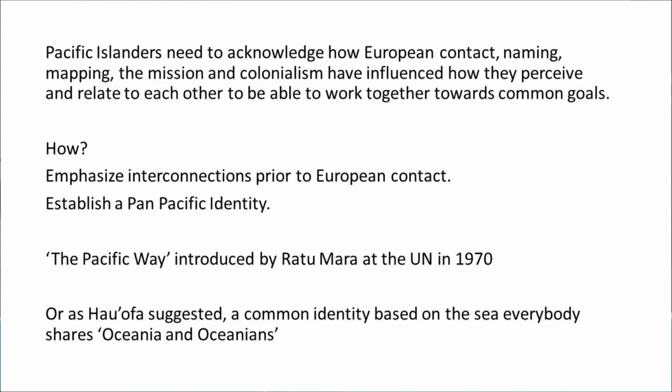And how would this be done? You could emphasize interconnections prior to European contacts, and you can establish a more pan-Pacific identity, not letting go of your personal ones or where you come from. So this idea was also introduced by Ratumara at the United Nations in 1970. He said we need to start talking about the Pacific way of doing things instead of the Melanesian, Polynesian, Micronesian way. And Hau'ofa has suggested a common identity based on the sea that connects everybody, to be able to come together to work towards common goals.